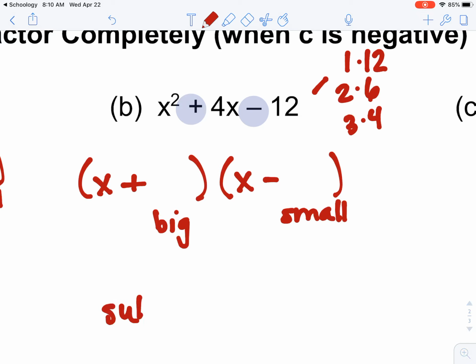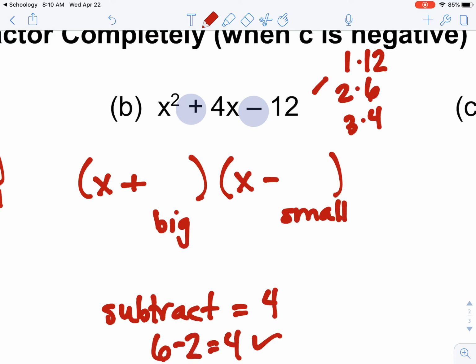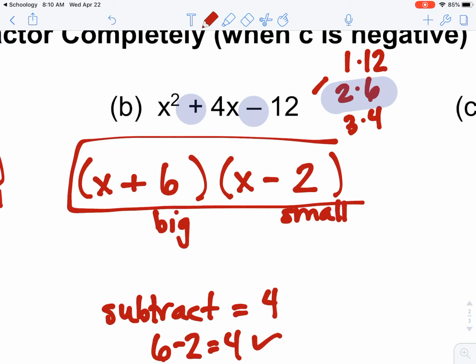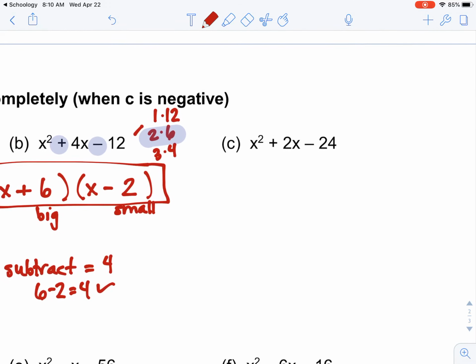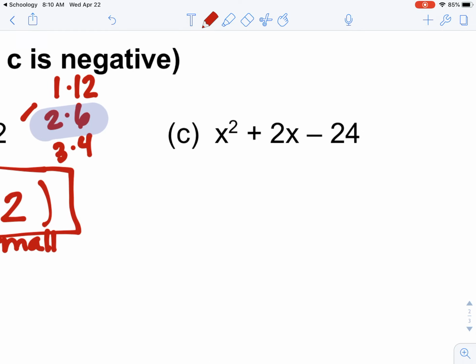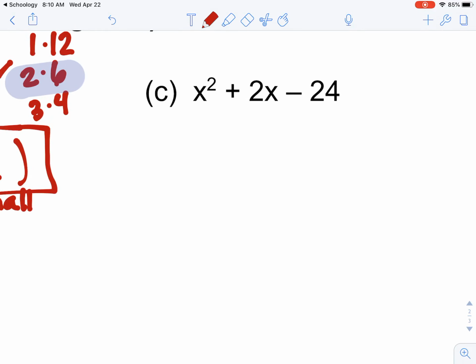And they have to subtract to equal b, right? So subtract to equal 4. So 6 minus 2 equals 4. So I'm going to use those numbers. So I'm going to have x plus 6 times x minus 2. So this is what I'm looking for. This is a factor. Now this is a concept that you're going to use in geometry. So this is an important concept as we close out the school year here.